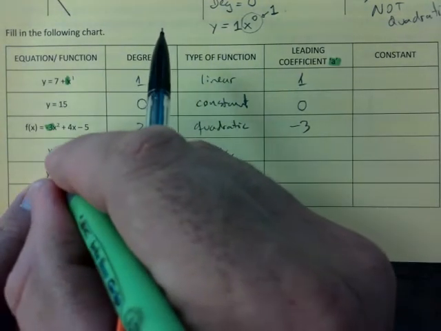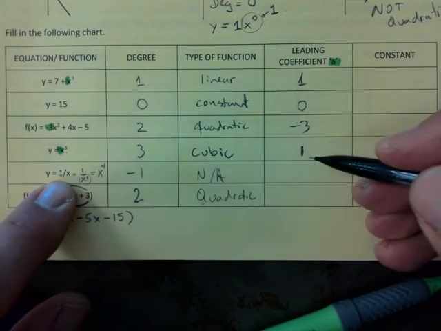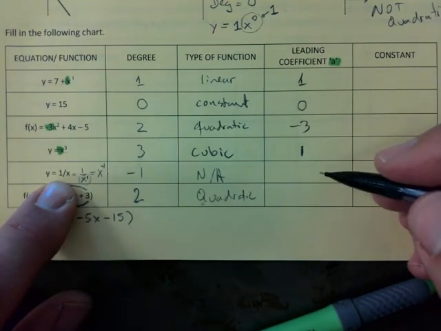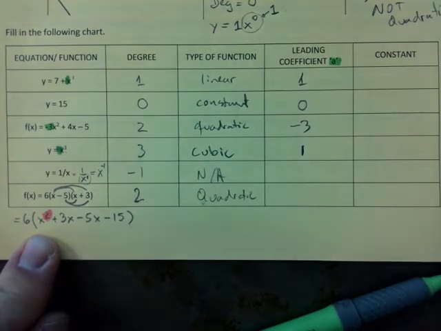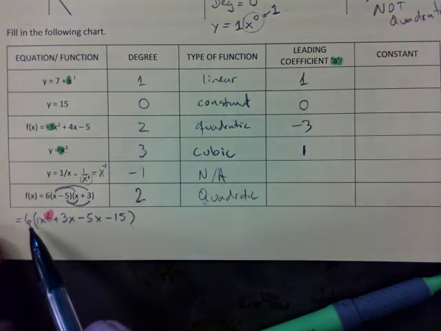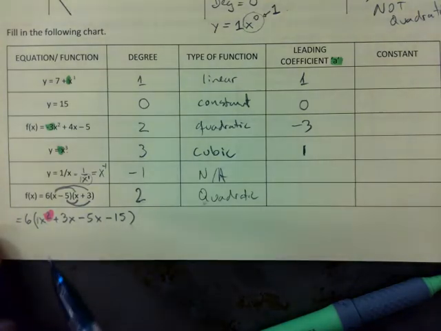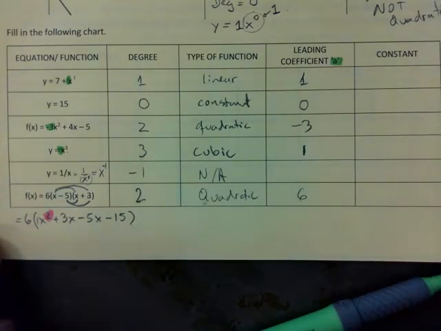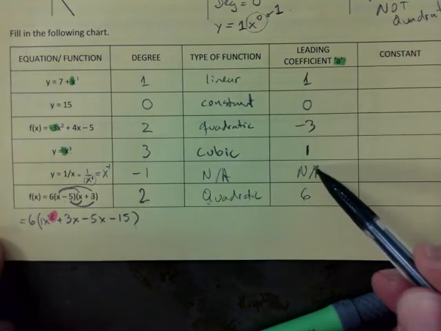In this case, it's just 1. So what should I do there? I'm just going to do that, right? It's 1. In this case, we're just going to leave it. In this case, what would it be here? You're tempted to say 1, right? But that 6 is going to multiply that x squared. You end up with 6x squared. Yeah. We're going to go NA here for this one.